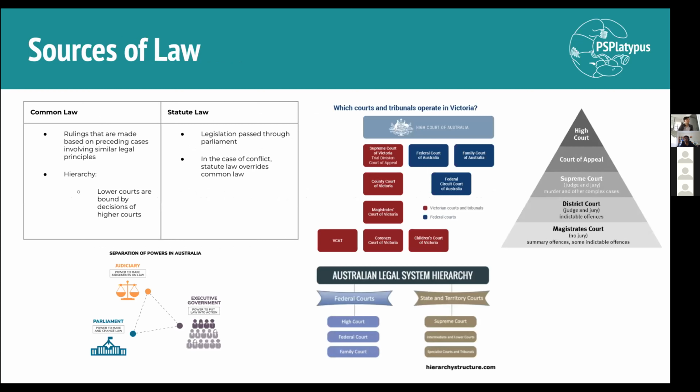And then for the next part, we have sources of law. We have two sources of law: common law and statute law. Common law is basically rulings that are made based on cases involving similar legal principles.